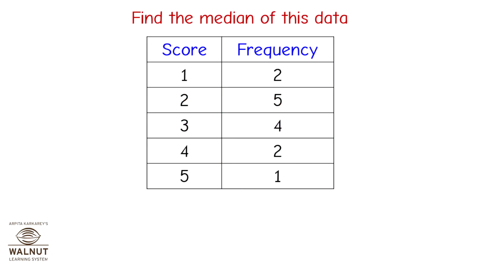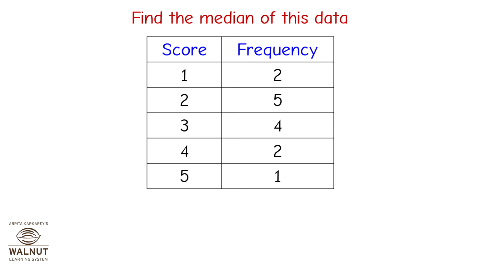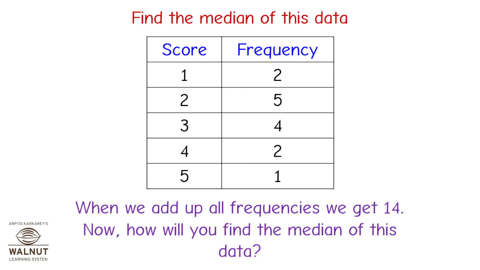Find the median of this data. From this you know how many people scored a particular score when you look at the frequency column. How many people are there in all? To find out, we have to add up all the frequencies. When we do that, we get 14.